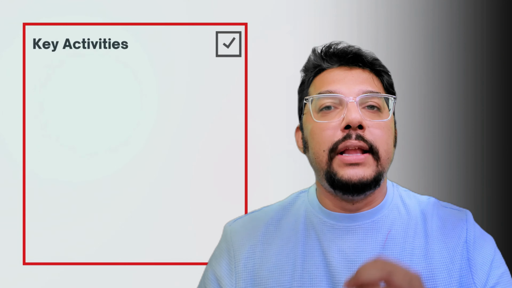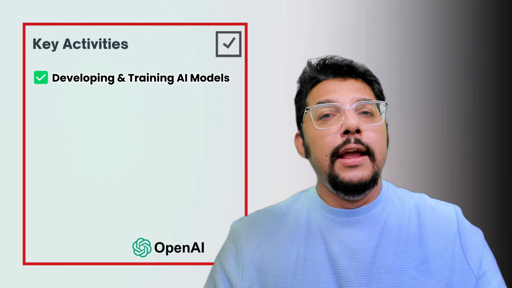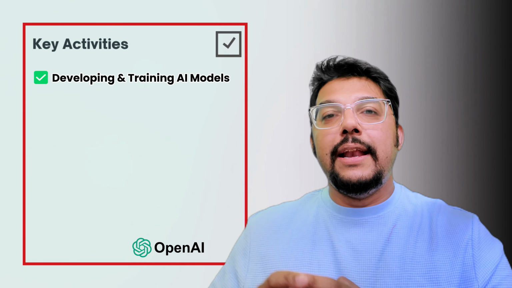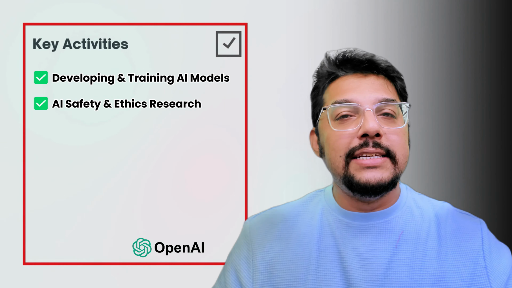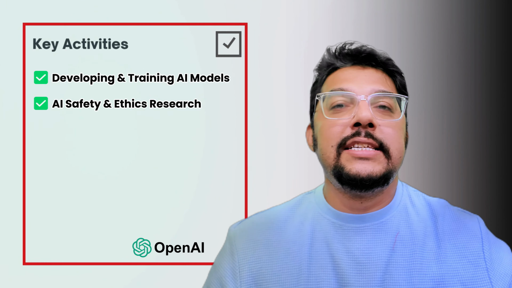As you know, as an AI-driven company, OpenAI focuses on innovation, model development, and scaling its AI solutions. So let's talk about some of the core activities that drive their success. First of all, the important one is developing and training AI models. They need to constantly improve GPT models, DALL-E, and other AI technologies to enhance performance, accuracy, and efficiency. Then AI safety and ethics research, ensuring AI is safe, unbiased, and ethical, minimizing risks such as misinformation, harmful content, and bias in AI output.